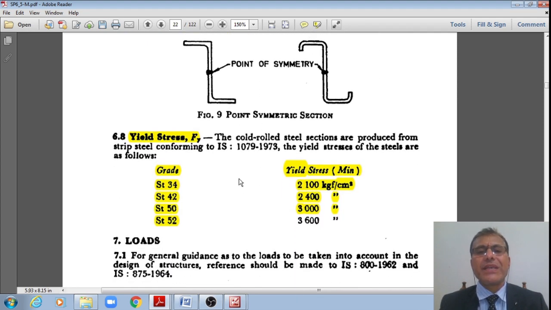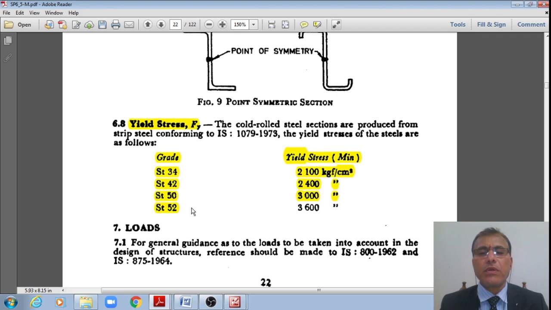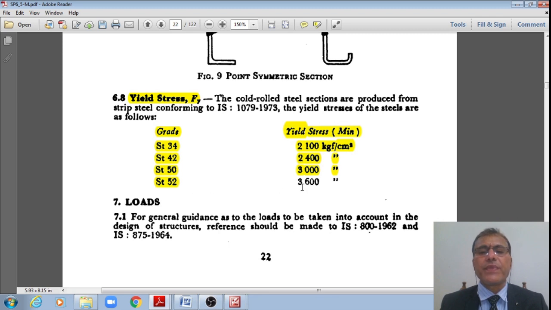The different yield stresses Fy of the cold formed steel sections that are produced from steel strips conforming to IS 1079 are like this. The grade ST34 has a minimum yield stress of 2100 kg per centimeter square or approximately 210 Newton per mm square. ST42 is 2400 kg per centimeter square or 240 Newton per mm square. ST50 is 3000 kg per centimeter square or 300 Newton per mm square. ST52 is 3600 kg force per centimeter square or 360 Newton per mm square.